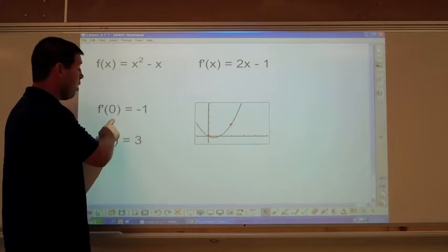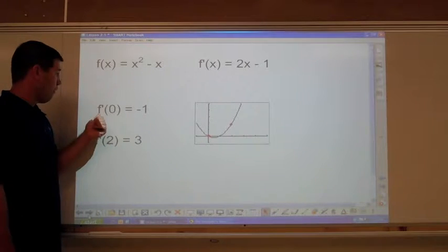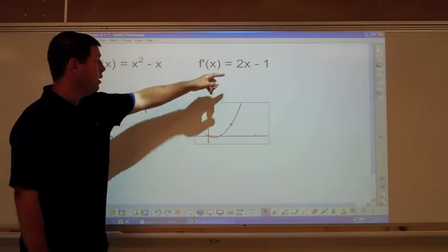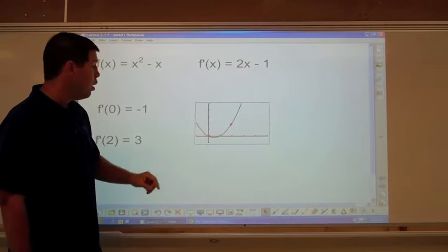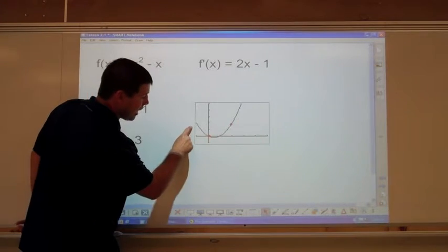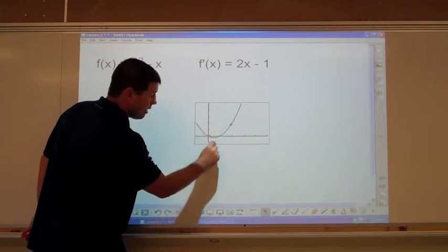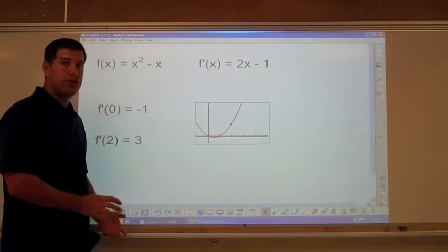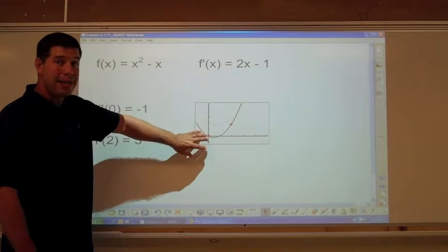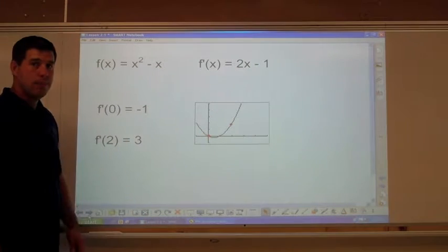f prime of 0, the derivative at 0, is negative 1. 0 minus 1 is negative 1. So the slope of the tangent line, if I draw a tangent line here, should be negative 1. You can see the tangent line is going down, and it's not going down too steep, so negative 1, with a little eye test here, makes sense.